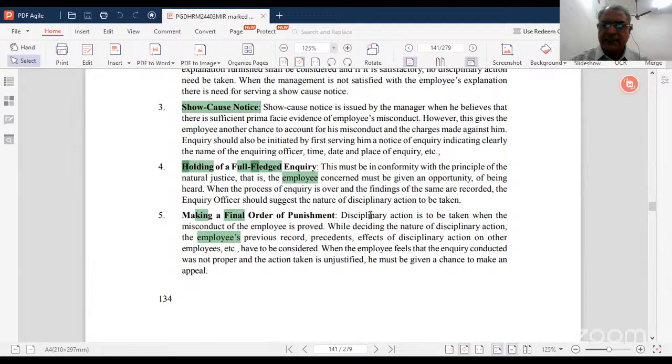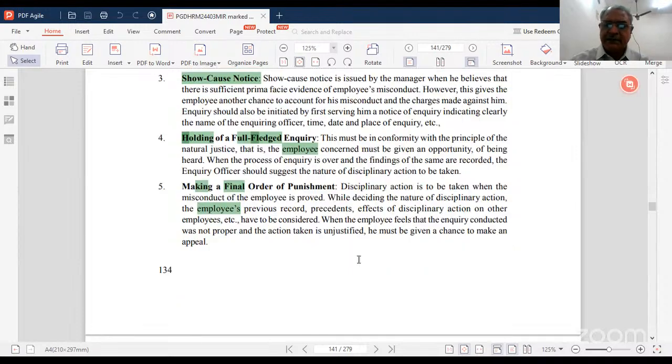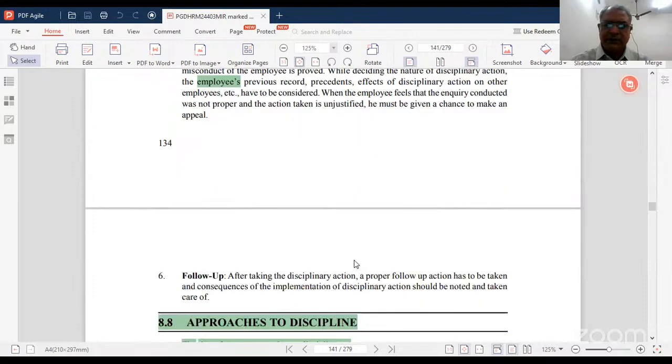When disciplinary action is to be taken, when the misconduct of the employee is proved, while deciding the nature of the disciplinary action, the employee's previous record, precedents, effects of disciplinary action on the employee, etc., have to be considered. In the case of punishment, if we give a punishment to the employee, that is final. So all the various factors will be affected by this particular situation. The employee will feel that he must be given another opportunity and so on and so forth. So these are the important things.